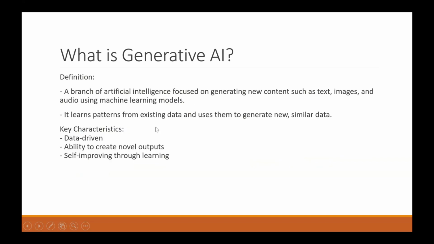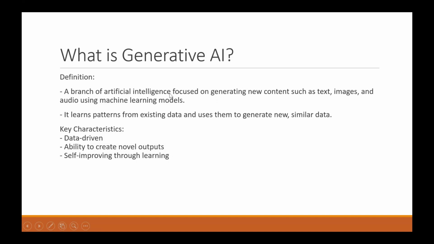Let's begin the video. Let me start by introducing generative AI. If you see the definition, this is the branch of artificial intelligence, that is AI, focused on generating new content such as text, images, and audio using machine learning models. So generative AI is nothing but AI models where you can just feed the content or write the prompt and it will generate some output.